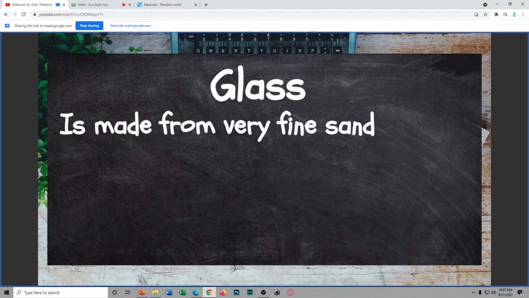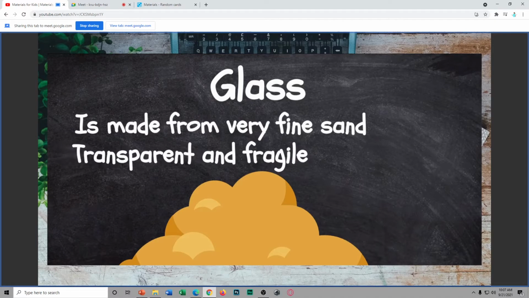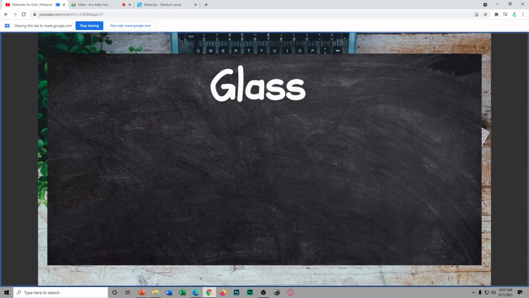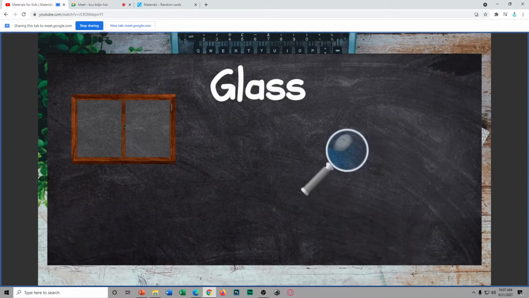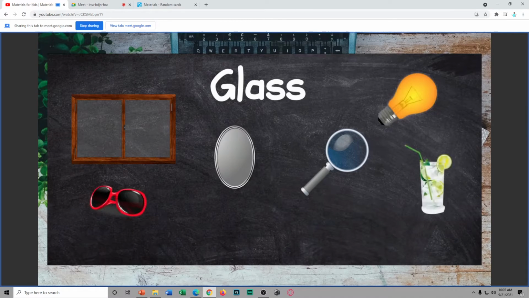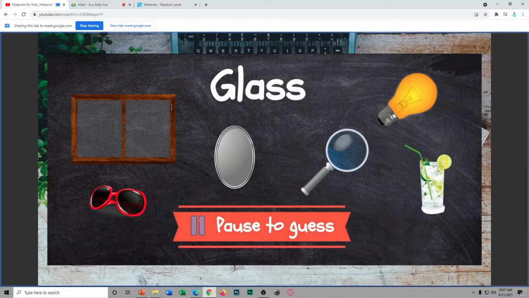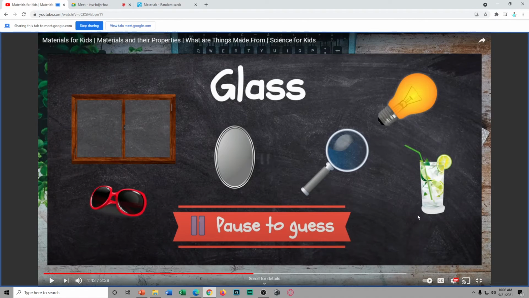Next. Glass is made from very fine sand. It is transparent, which means see-through, so is useful for things you want to be able to see inside of or see through, such as windows, magnifying glasses, mirrors, sunglasses, light bulbs, and drinking glasses. What else could be glass? Another example of thing made of glass.